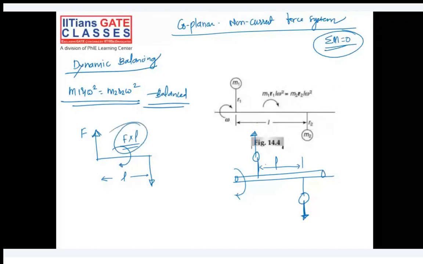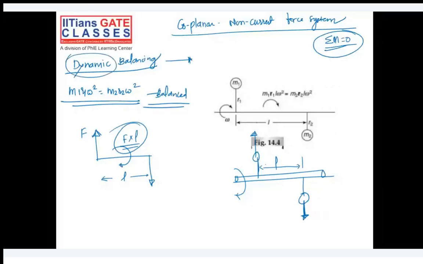Yeah. So basically, the system of the rotating masses is in dynamic balance. Whenever we are saying dynamic balancing, it means not only just balancing the centrifugal forces, but also the couple. So write down dynamic balancing.